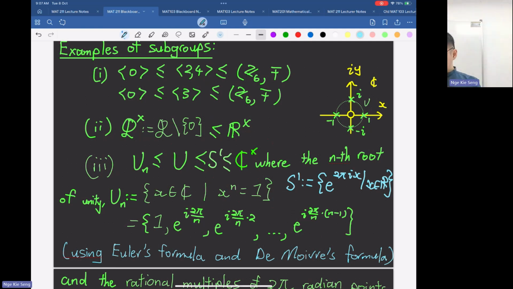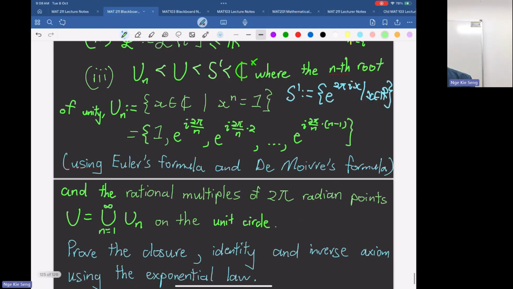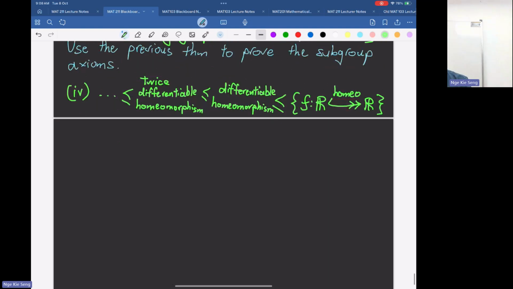Right, so all these are actually not just subgroups. You can see that they are all proper subgroups. Not just subgroup, but proper subgroup, because they are proper subsets. Okay, any questions so far? So there's one more thing I want to recall before we start new stuff today.